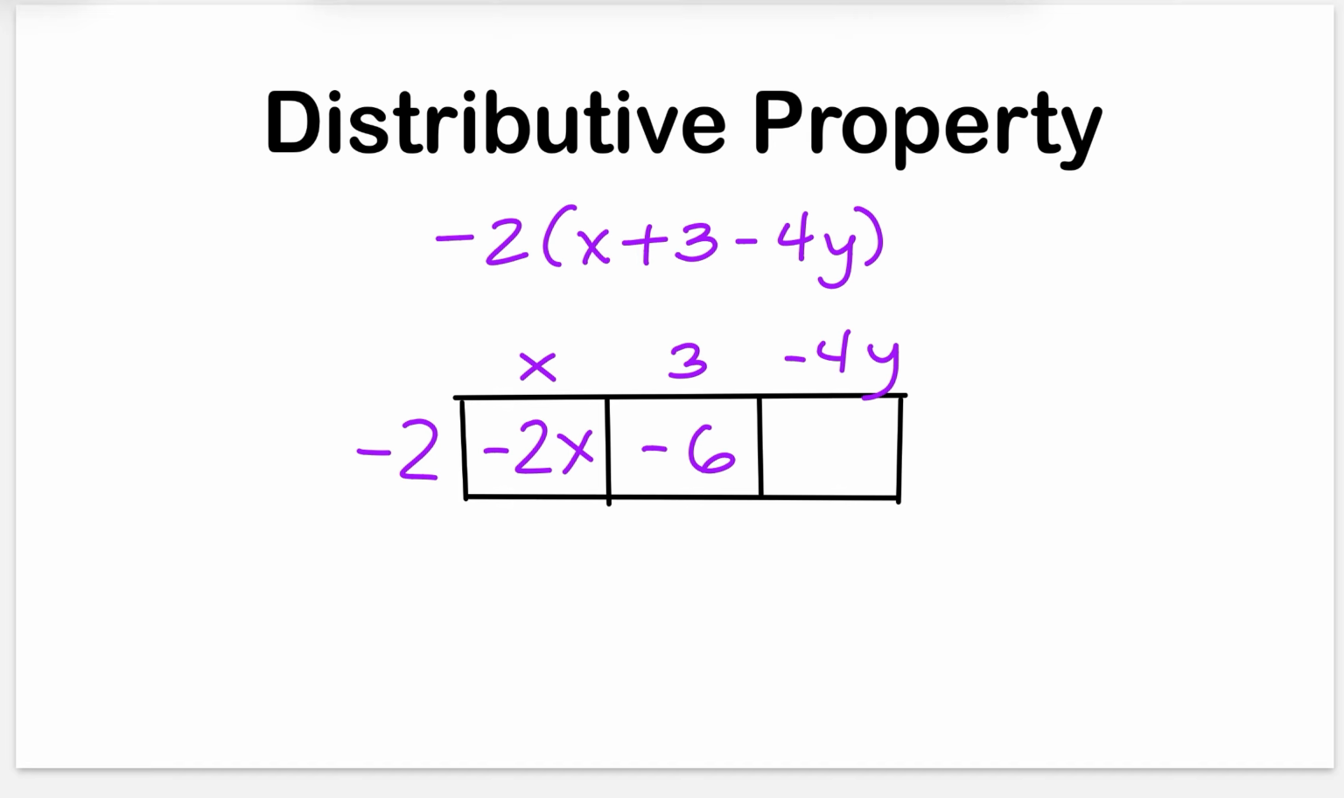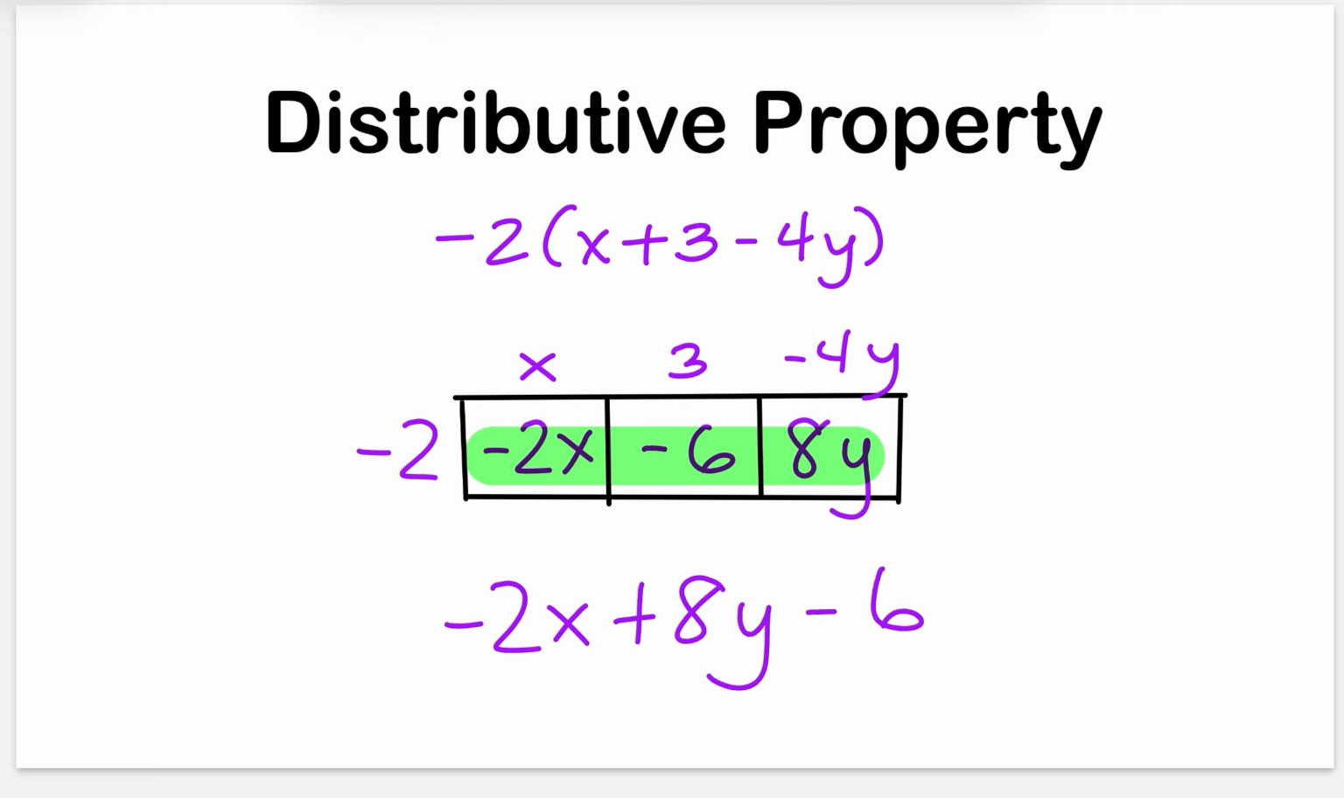I'm going to multiply the negative 4y and the negative 2 to get positive 8y. The answer is what is inside the array. I'm going to go ahead and write it in the correct order by putting negative 2x plus 8y minus 6.